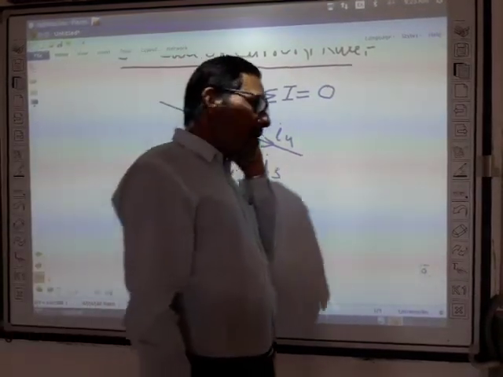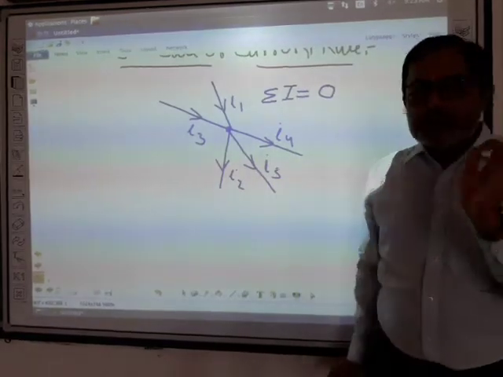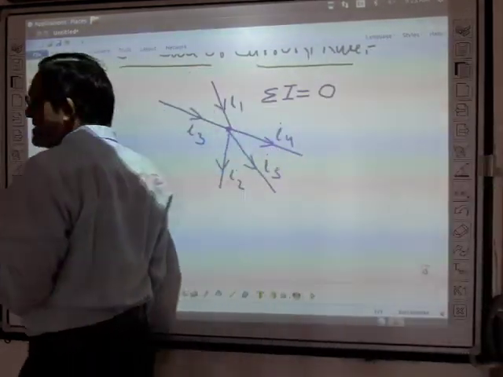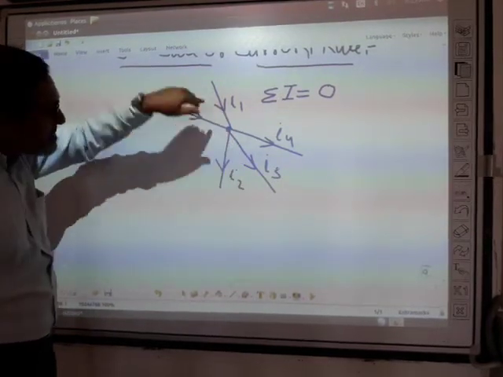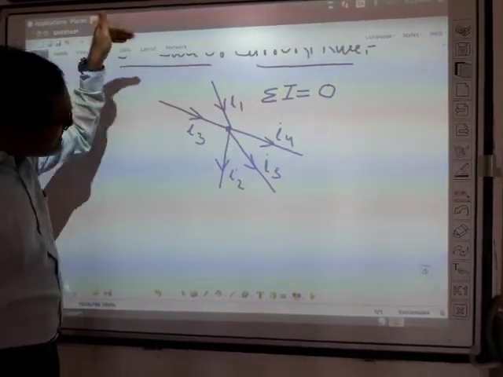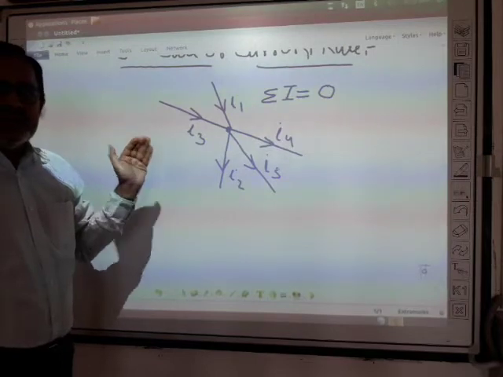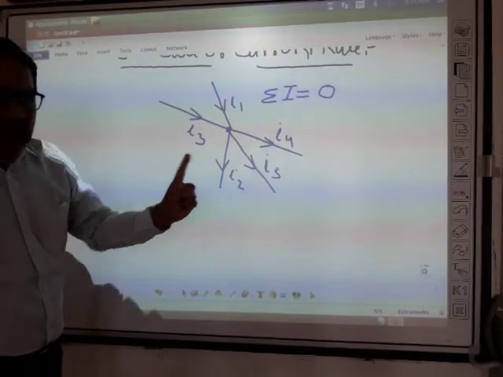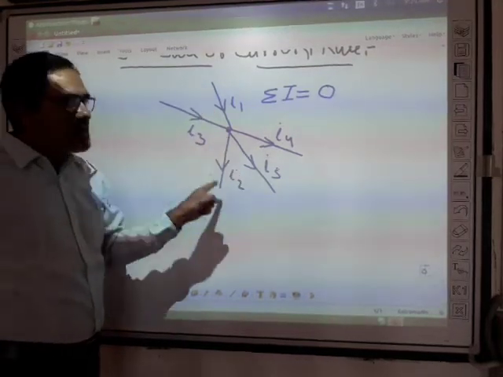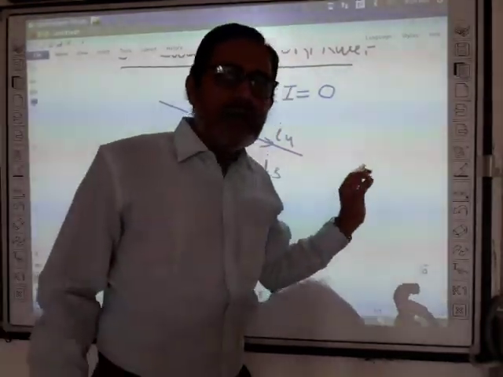The main important point that you should remember is that currents which meet at a junction, or are incident on a junction, are taken as positive. And those currents which leave the junction are taken as negative.